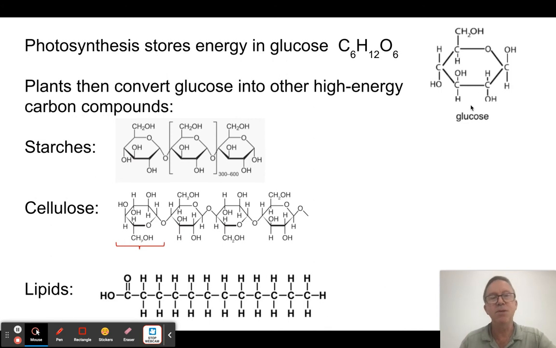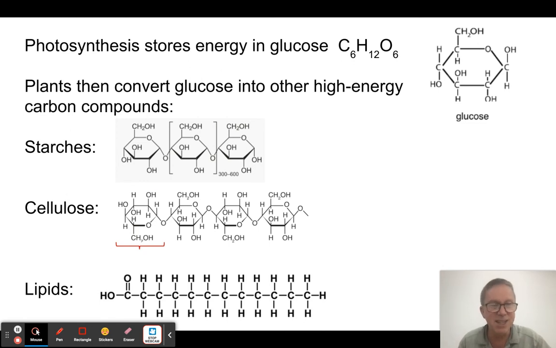Now, what plants do is, plant cells have to live, and they live by consuming glucose, just like your cells do. But in order to store it, they can stitch this together to form starches, which are found in, say, potatoes or rice. It's just a way plants have of storing glucose for later use. They can convert these starches back to glucose. Or plants can do a similar thing, but form cellulose.